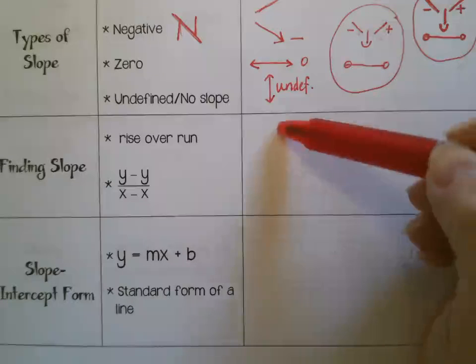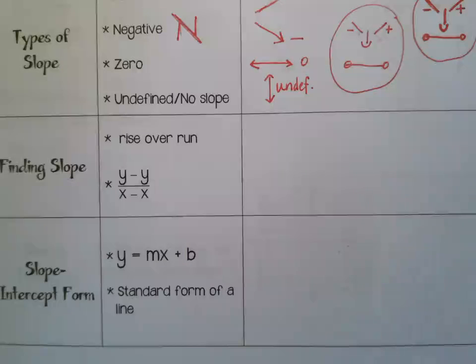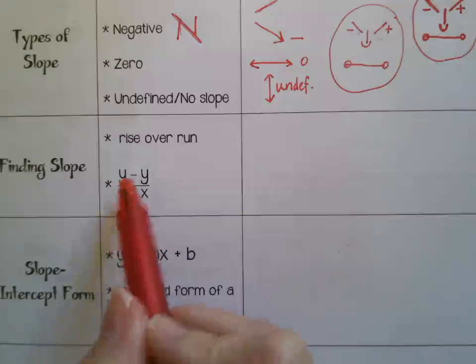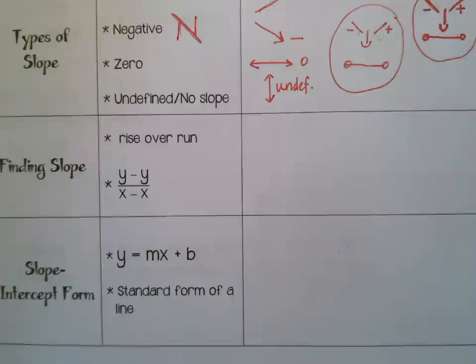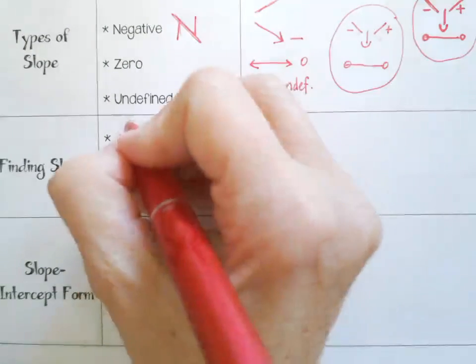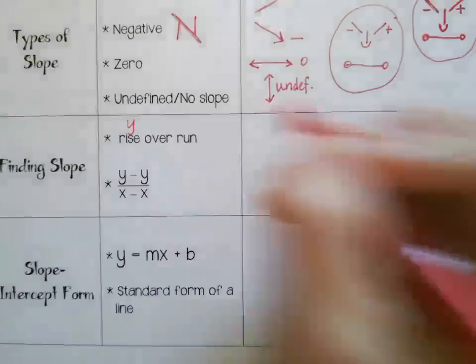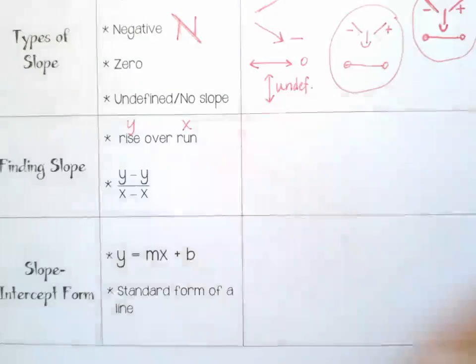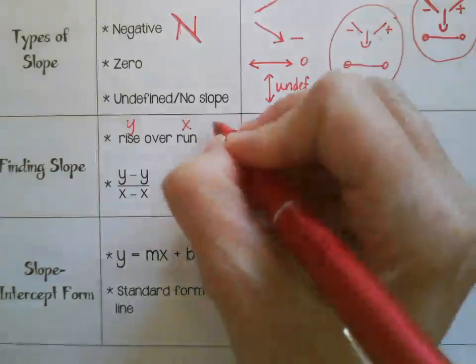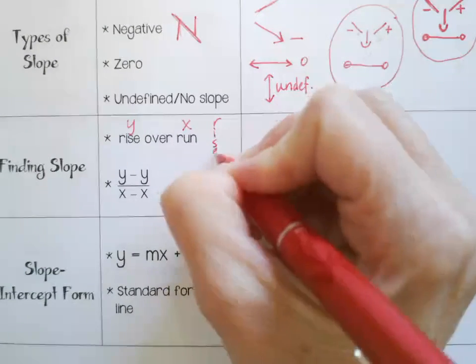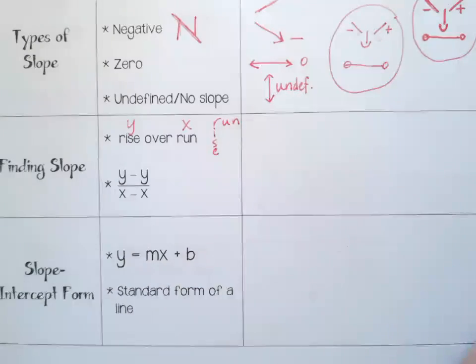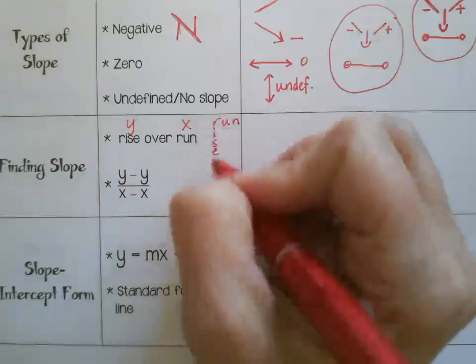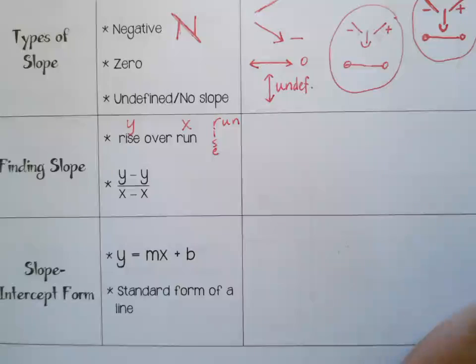We could go up and left, but we're always going to go rise over run. If you're looking for an equation, you could do y minus y over x minus x. And the reason is because the rise is the y-axis and the run is the x-axis. So this is the rise and that is the run. So that's why we do the y on top.